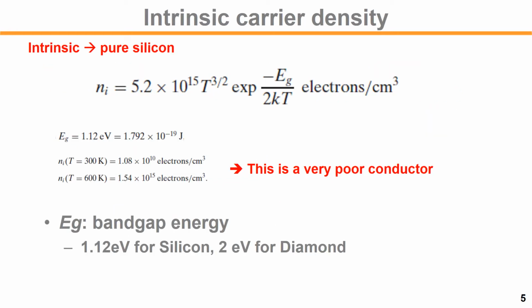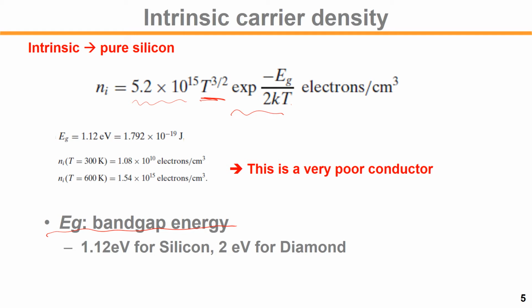So the scientists found out the actual relationship between the carrier number and the temperature. We have a temperature to the power of 3/2 and an exponential, here, e to the power of minus Eg over 2kT. K is the Boltzmann constant and T is the temperature. The Eg is called the band gap energy. So this is different for different materials.